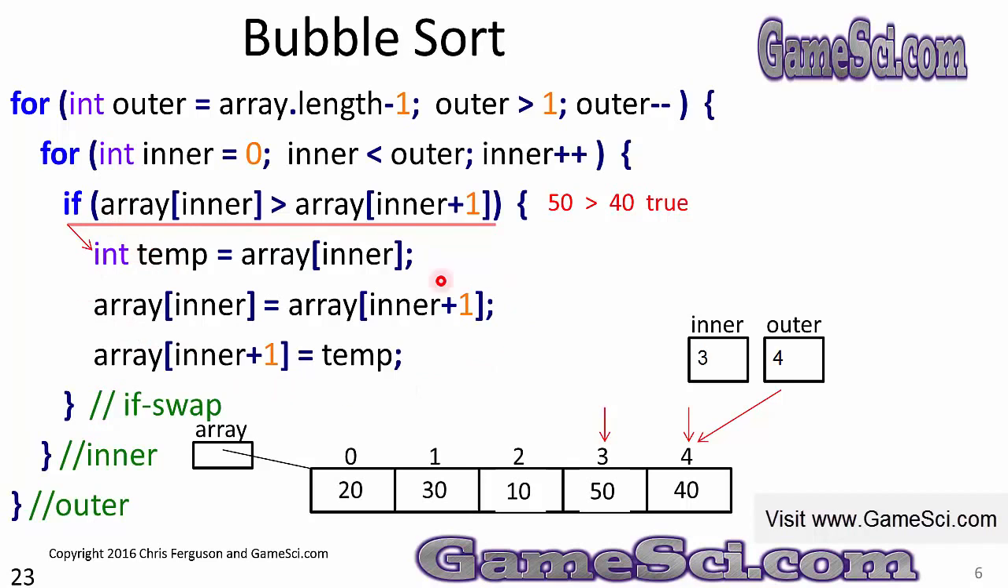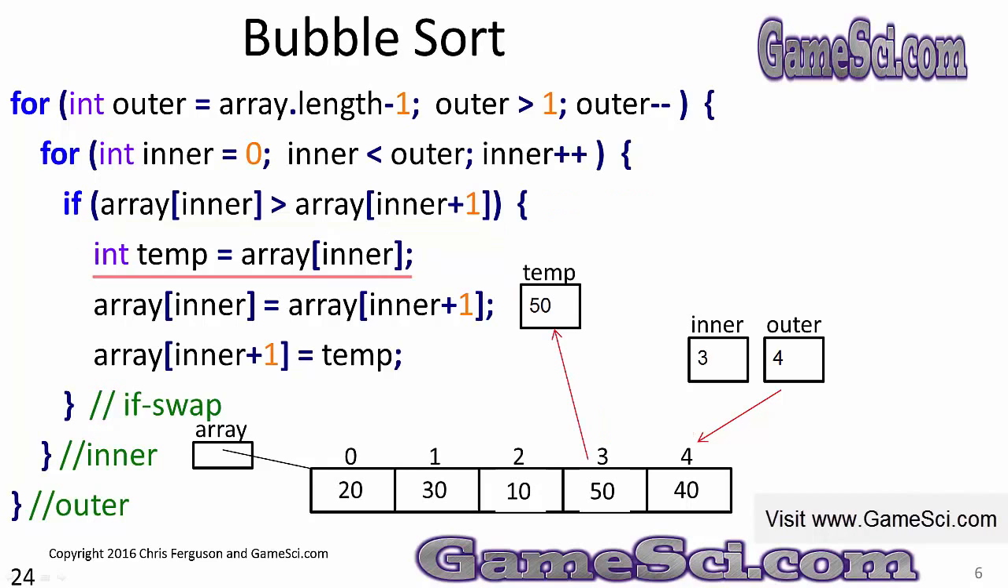And these 3 statements represent our swap. 50 and 40 are out of order. Swap them. The 50 in array sub inner gets sent to the temporary variable. The 40 at inner plus 1 moves over to replace the 50 right there. And then the 50 comes back down out of the temporary variable into the array, and 40 and 50 just swapped or changed places.